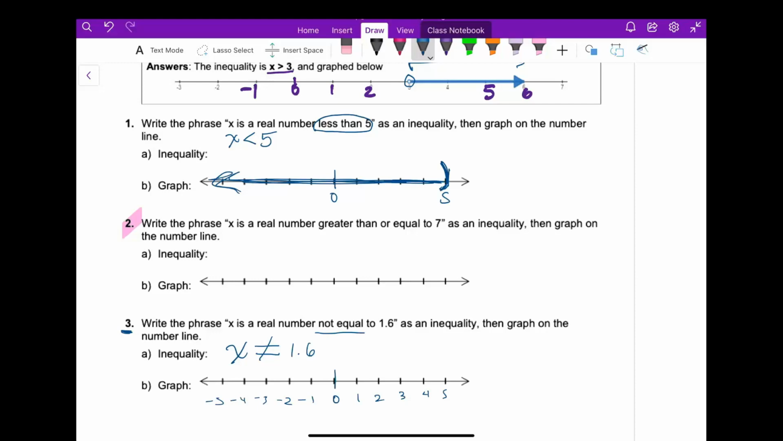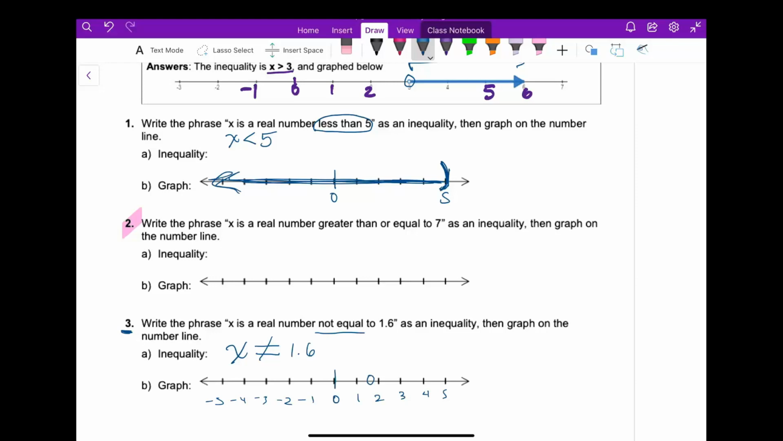Right, so I'm going to come in and mark 1.6. 1.6 will be a little bit to the right of the middle, right? I'm doing it real gently because I have to make some decisions. It says it's not equal. So I cannot have a closed dot because a closed dot means it is included. And in this case, we don't want to include 1.6. We would have an open dot on 1.6.